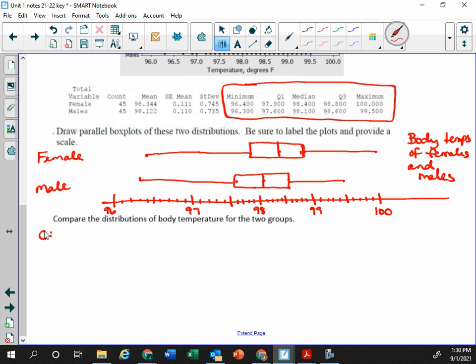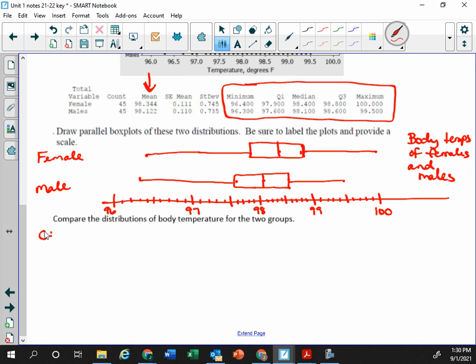I'm going to talk about the median because that's easily seen in the box plots and it was given to us. The mean was also given to you right here, so it wouldn't be wrong if you compared the two means, okay? You do have that information. But I'm going to go with the medians.